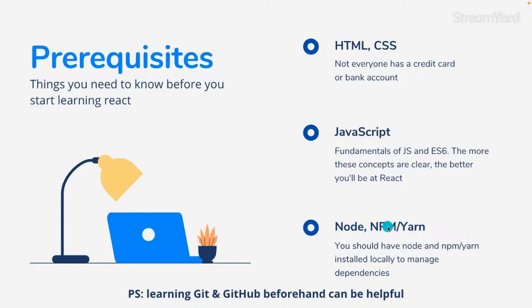So npm or Yarn are basically package managers. npm stands for Node Package Manager, and Yarn is also a similar kind of package manager. I personally use Yarn because it's a bit faster, but you can also use npm.